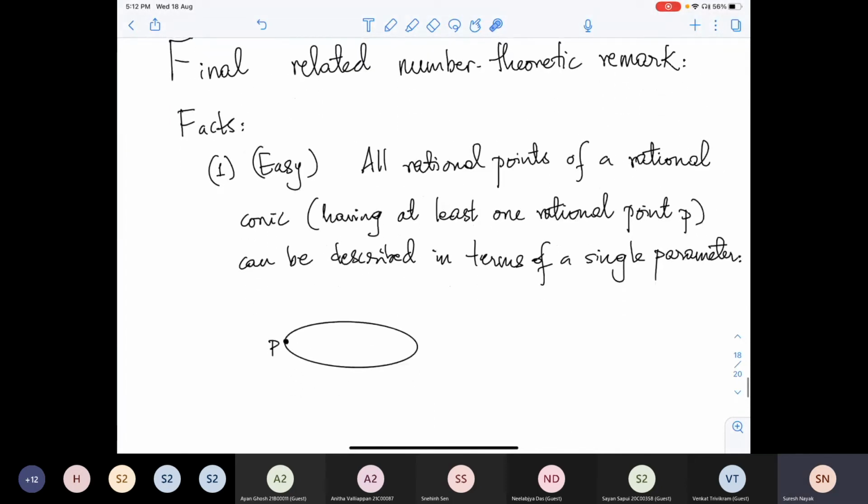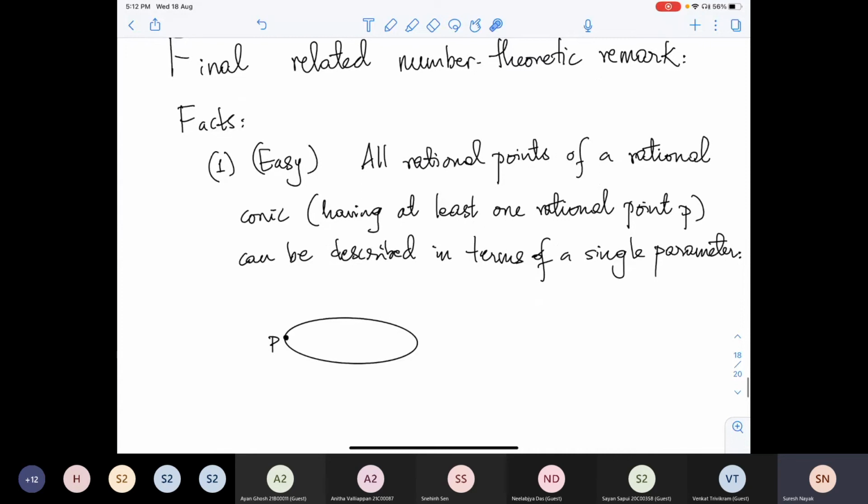I'll give two facts. One is an easy fact. So the easy fact states the following: all rational points of a rationally defined conic. So here rational conic means a conic which is defined over rational numbers, so whose coefficients come from rational numbers. And in fact, all our examples that we wrote had integer coefficients, so they are all rational conics, for example. And now I'm interested in rational points, meaning points which have rational coordinates.